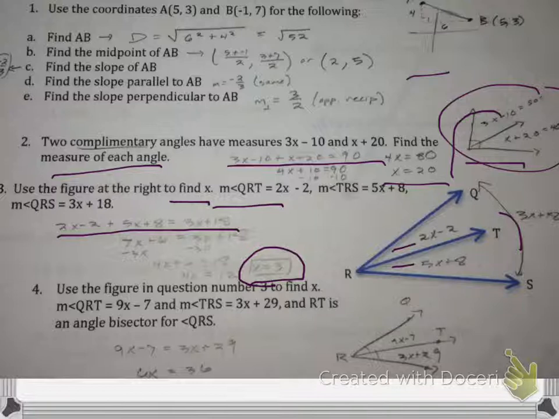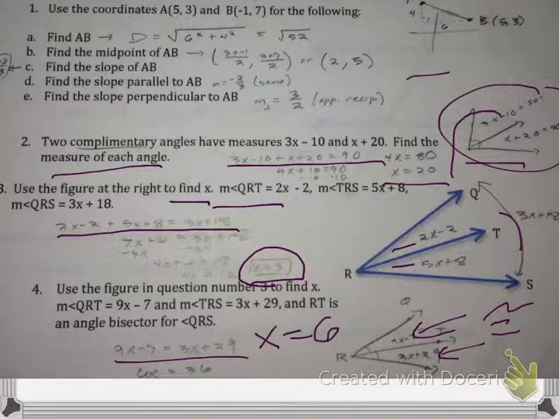Next, number four is same picture, but it gives you new expressions for QRT, new expression for TRS, and then it says if RT is a bisector, an angle bisector, then go solve for x. Well, that means that the top angle and the bottom angle are equivalent or congruent to each other. So we can set them equal, and I've done that here. And then we go ahead and solve 6x equals 36, and then x equals 6, and that's all we're looking for in this one, find x.